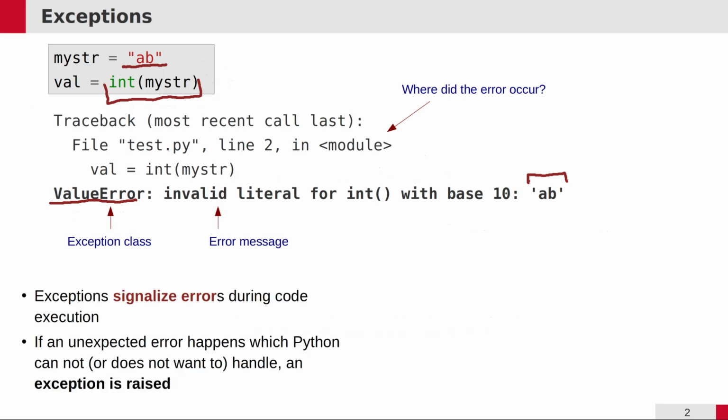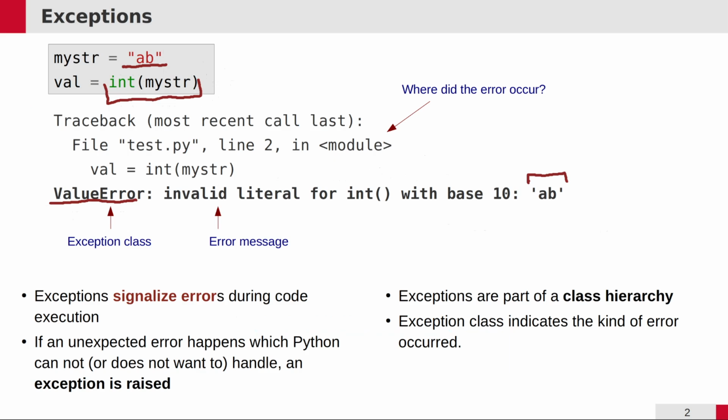So these exceptions are used to signalize errors, and if some condition happens which Python cannot handle or doesn't want to handle, then an exception is raised. The exceptions are in a so-called class hierarchy, which we will see in a minute. But let's first have a look at a bit more complicated example.